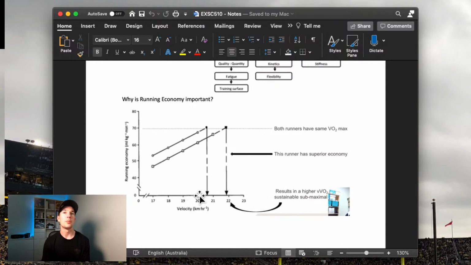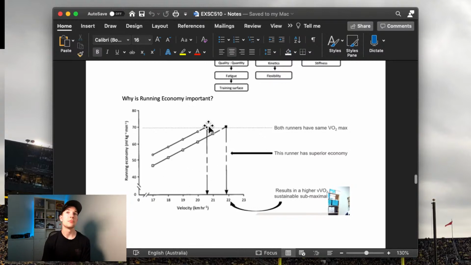You see, if they both ran at 20.5 kilometers an hour, runner B, this one on the bottom here, would be at a submaximal intensity. Runner A would be at their VO2 max intensity. So that might be a 5 to 7 minute effort for runner A. Runner B, it could be a 15-minute effort. Obviously, that's going to have a pretty significant change in performance in that type of event. So clearly, this one is more superior, and that's what we want to see.